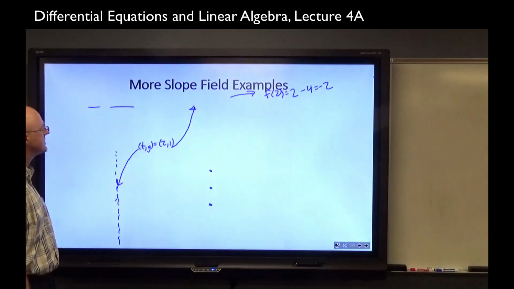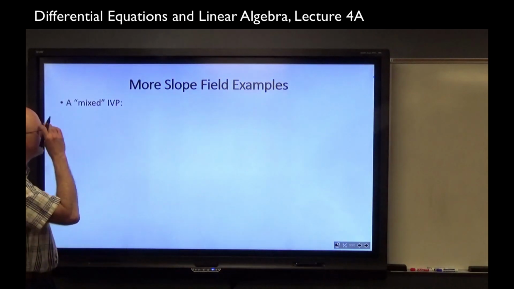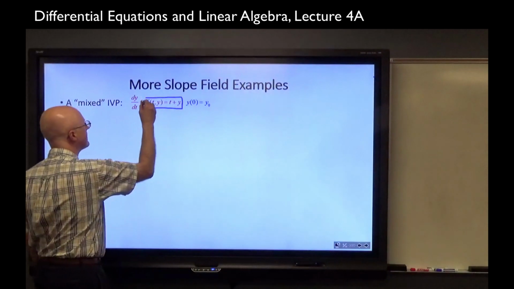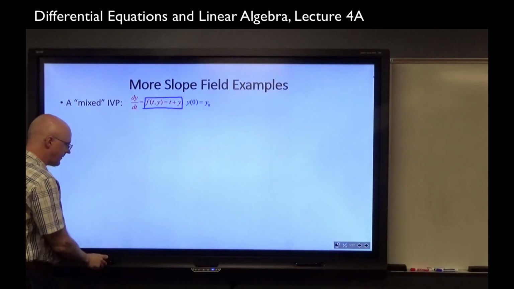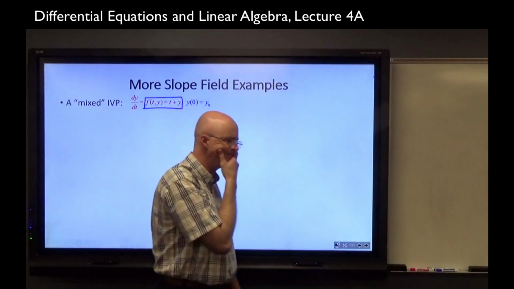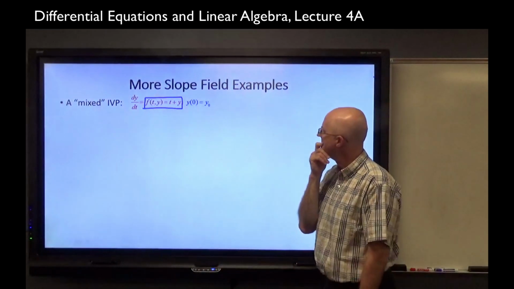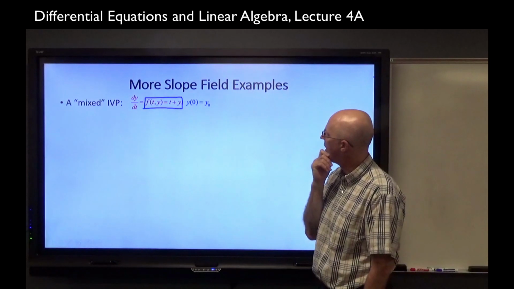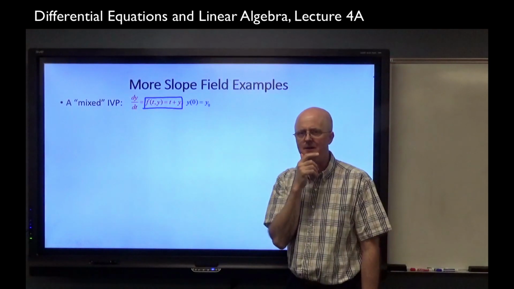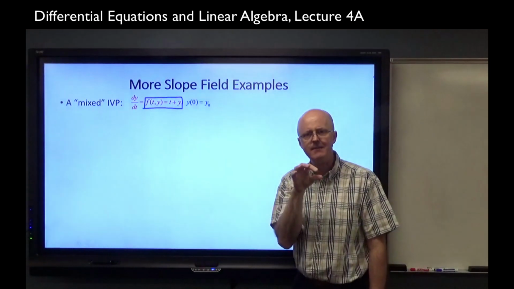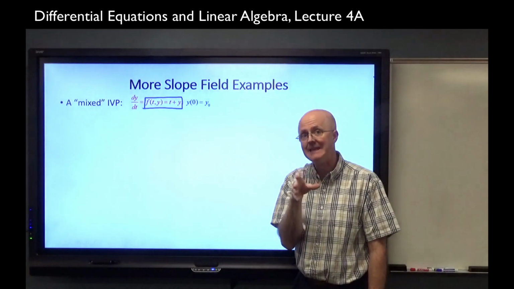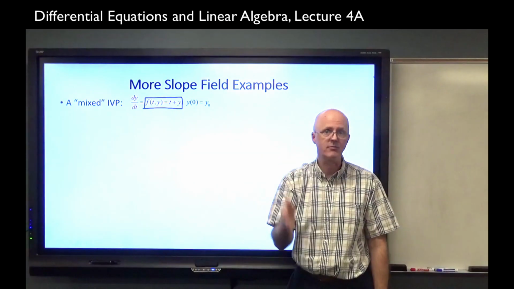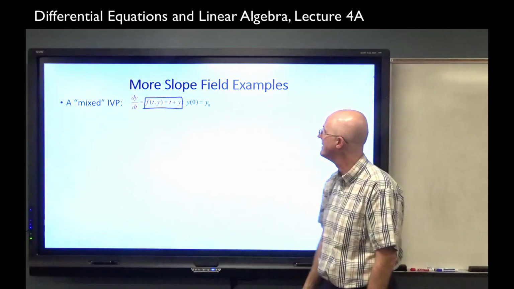What if there's a mixture of t's and y's on the right side? Is that allowed? Sure, it's allowed. Right there, you've got a t plus y on the right-hand side. Yeah, that is allowed. So if I try to make a slope field here, the slope of these line segments is going to depend on both the t and y coordinates of the points. They're not going to be constant along horizontal lines or vertical lines. It's going to be some sort of mixture.